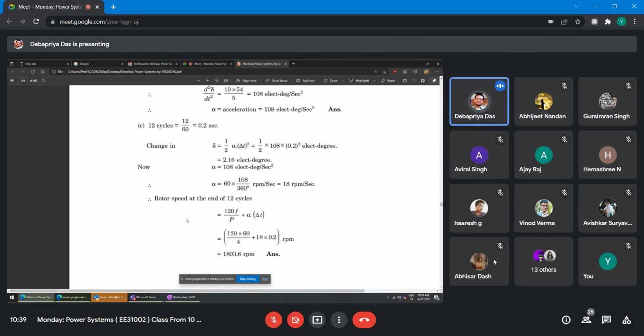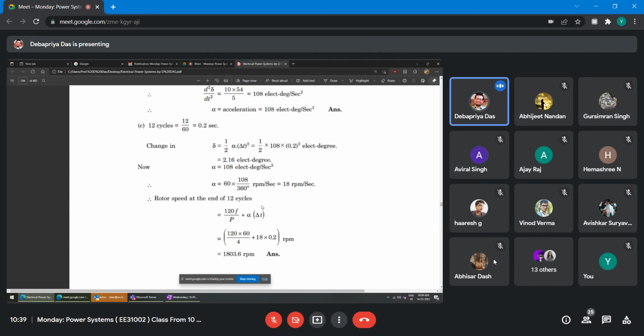And rotor speed, we know that at the end of 12 cycles, synchronous speed is 120 F upon P. This will be your 4 pole, so it will be 1800 RPM plus alpha into delta t. So alpha is this much, because it is in RPM, into 0.2. So 1803.6 RPM. So the machine will remain stable because synchronous speed is 1800 RPM. This is one way of doing it. If you want to do it another way, or find any alternative way, no problem. So this is how things are.